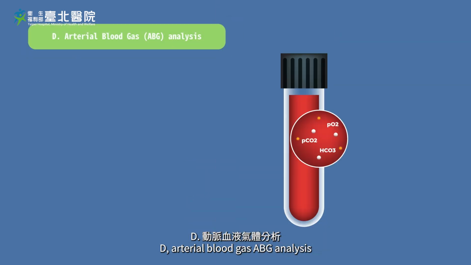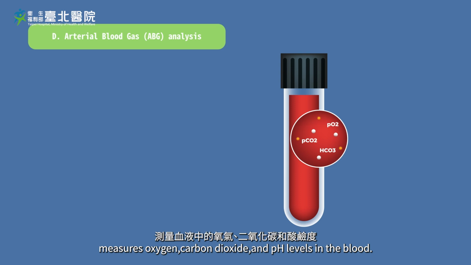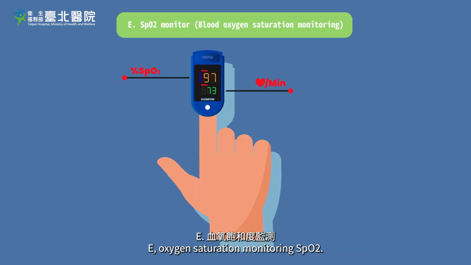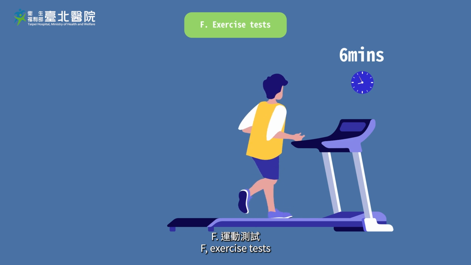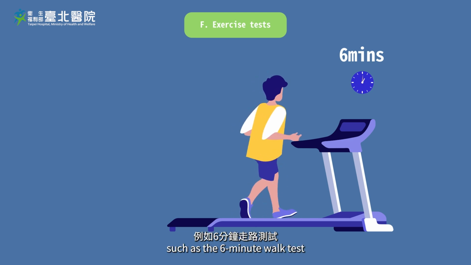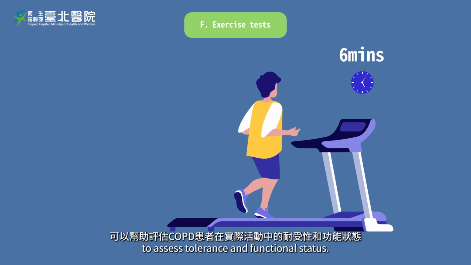D. Arterial blood gas, ABG, analysis. Measures oxygen, carbon dioxide, and pH levels in the blood. E. Oxygen saturation monitoring. SpO2. Normal SpO2 should be between 95% and 100%. F. Exercise tests, such as the 6-minute walk test, to assess tolerance and functional status.